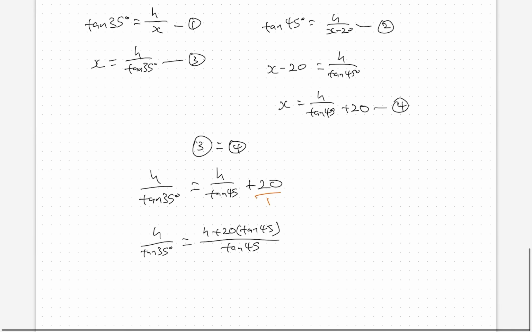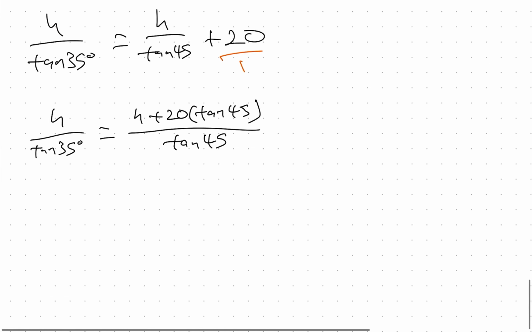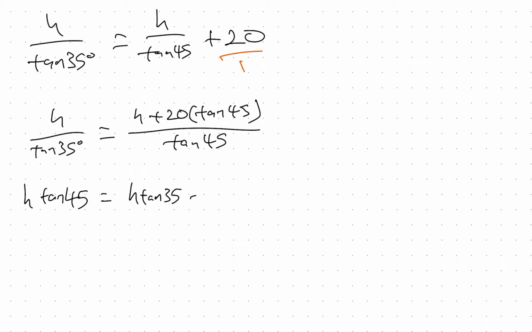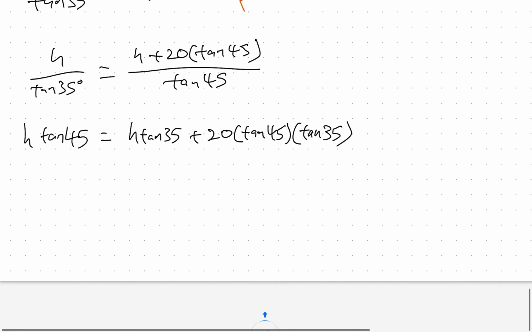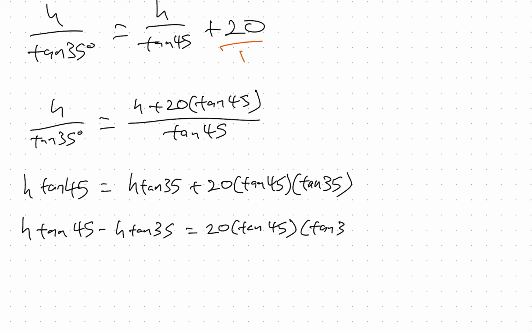Now with this understanding we can cross multiply. So what we'll get is h tangent 45 equals h tangent 35 plus 20 tangent 45 times tangent 35. That was a mouthful to say. So I'm going to put the h's together: h tangent 45 minus h tangent 35 equals 20 times tangent 45 times tangent 35.